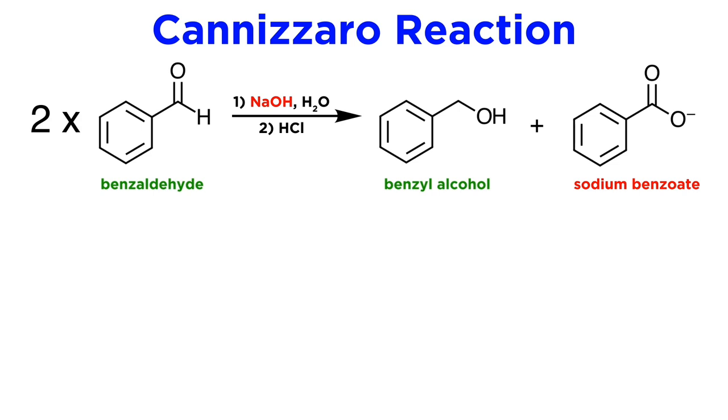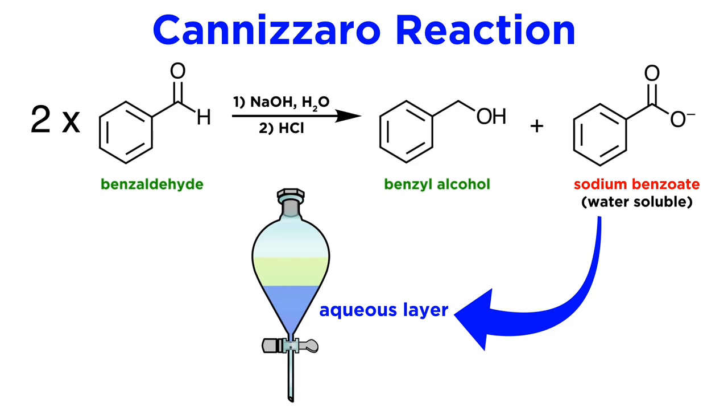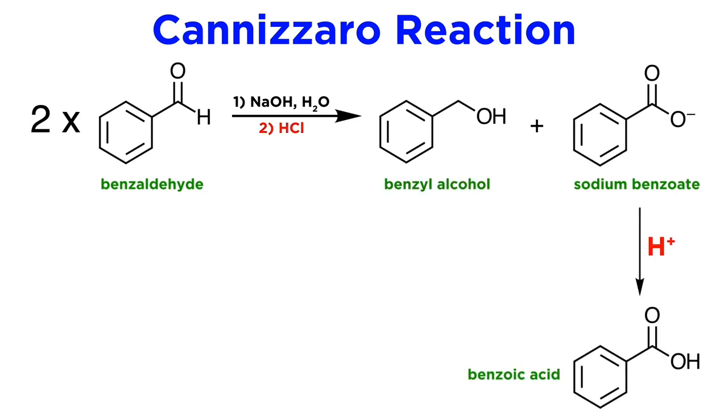Given that the reaction occurs under strongly basic conditions, the product is actually sodium benzoate, which is water-soluble, and therefore benzyl alcohol, which is neutral, can be separated by extraction into ether. Dilute hydrochloric acid is then used to protonate the benzoate to give benzoic acid.